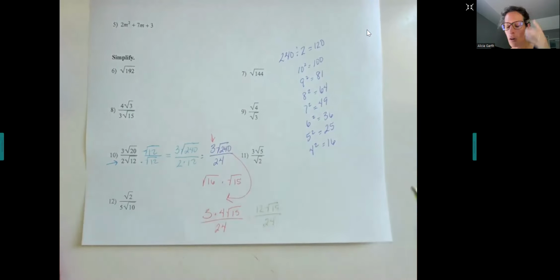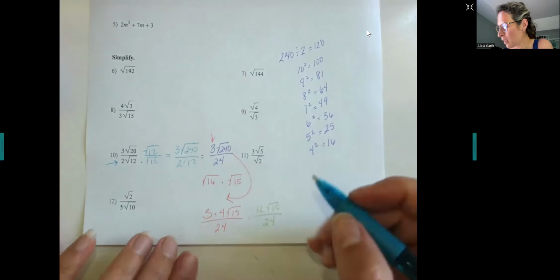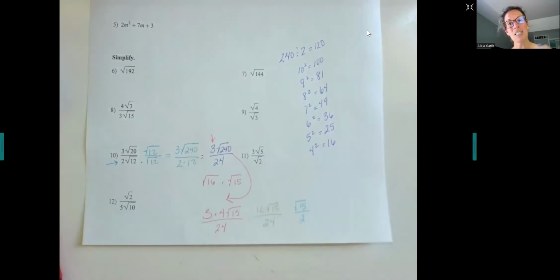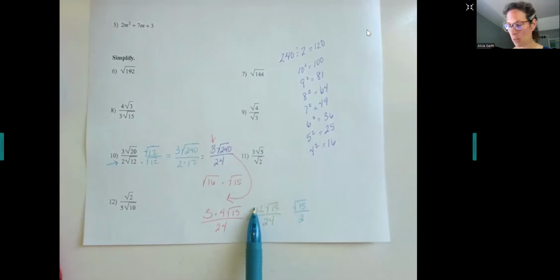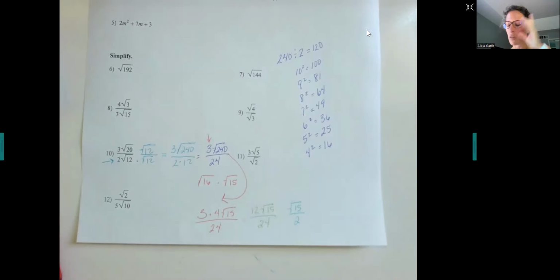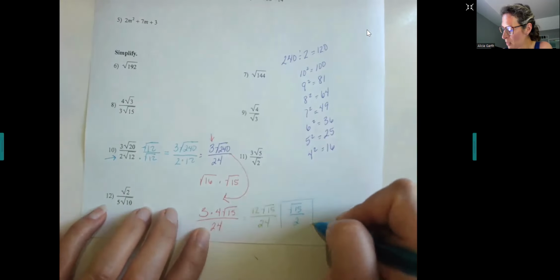Now we can reduce that. Hopefully you can see the 24 is twice as much as 12. So that means that I'm going to end up with the square root of 15 over 2 because I divided both of them by 2. This one canceled and became 1, and this one was 2. So this is my final answer.